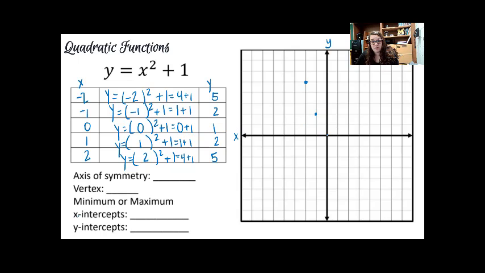And next point, 0, 1, that's just up 1. 1, 2, right 1, up 2. And 2, 5, right 2, up 5. Notice it kind of looks like it made a V. It actually makes kind of like a U.